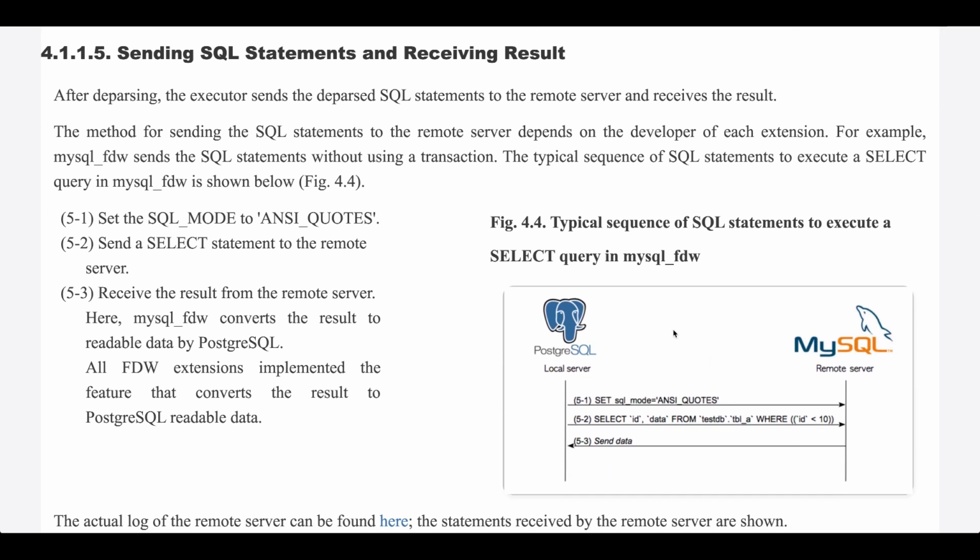4.1.1.5 Sending SQL statements and receiving the result. After deparsing, the executor sends the deparsed SQL statements to the remote server and receives the result. The method for sending the SQL statements to the remote server depends on the developer of each extension. For example, mysql_fdw sends the SQL statements without using a transaction. The typical sequence of SQL statements to execute a SELECT query in mysql_fdw is shown below.